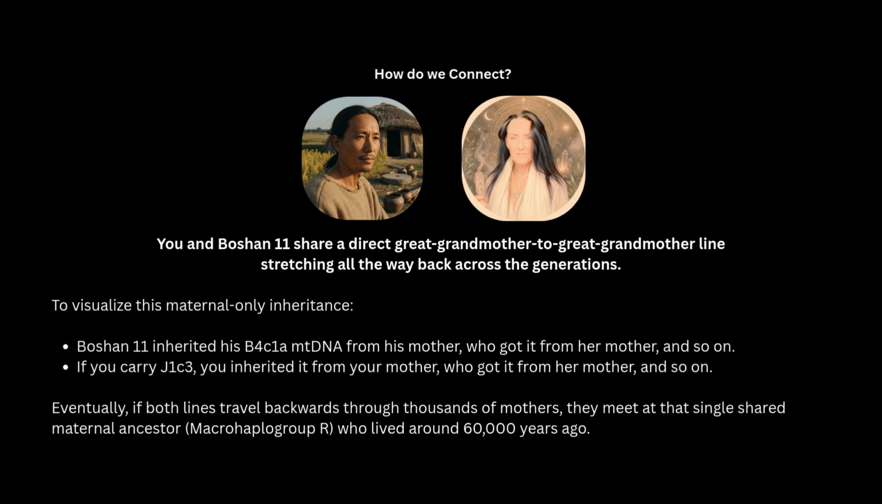The path to J1C3, the western branch: the descendants of the J branch stayed in the Near East and later expanded into Europe. The specific sub-branch J1C emerged around the peak of the last glacial maximum, around 16,500 years ago, while J1C3 expanded rapidly into Europe alongside early Neolithic farmers and hunter-gatherers. Today, J1C3 is commonly found in people of European descent, particularly in Northern and Western Europe. You and Boshan 11 share a direct great-grandmother to great-grandmother line stretching all the way back across the generations.